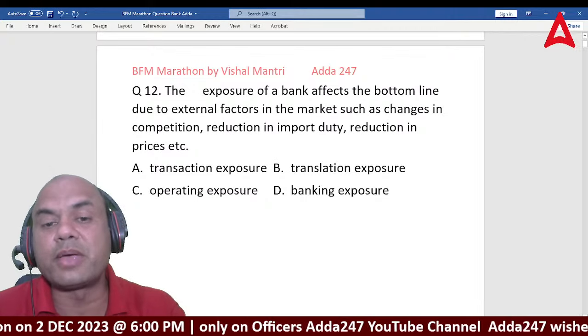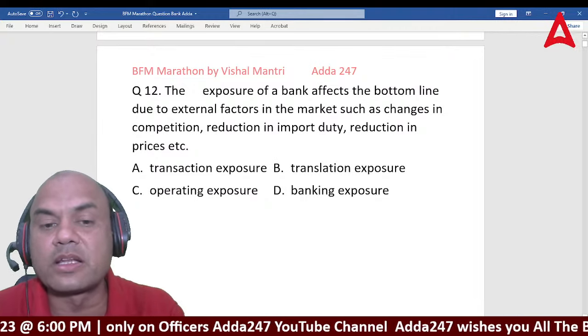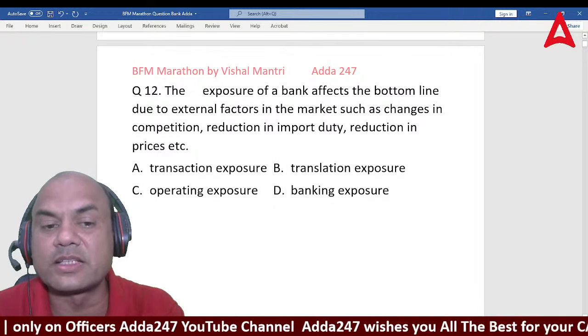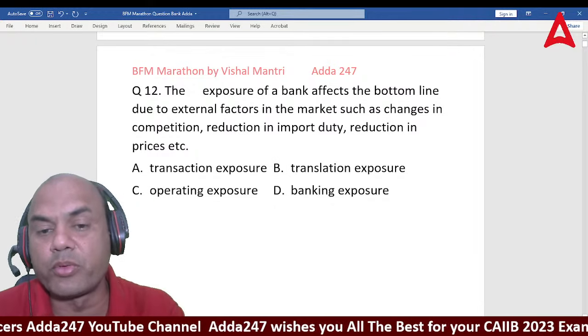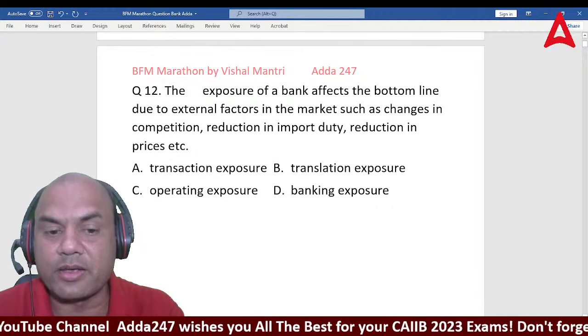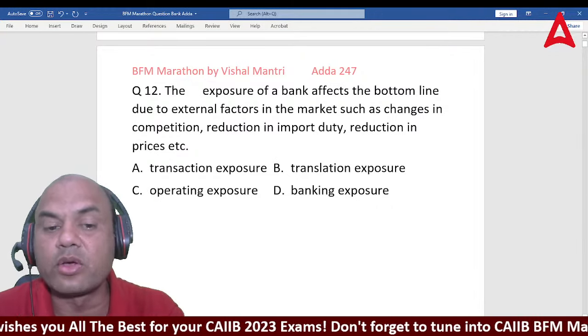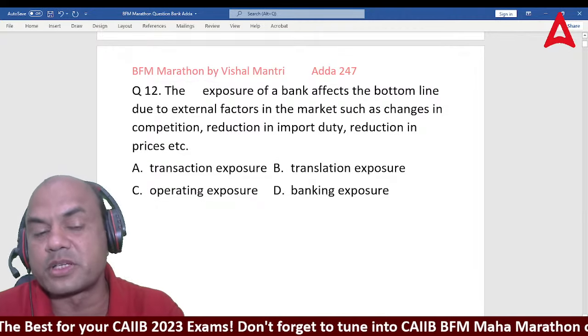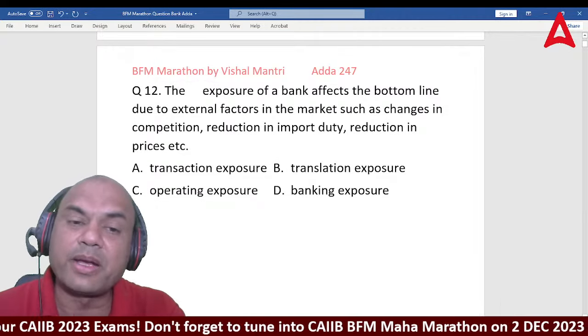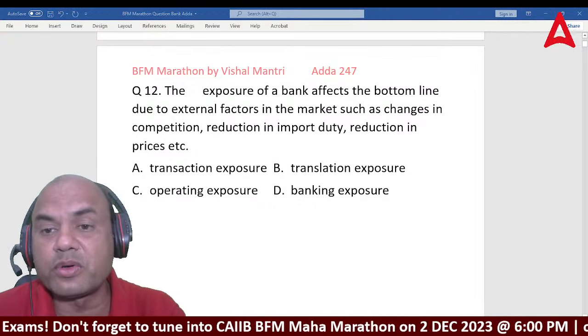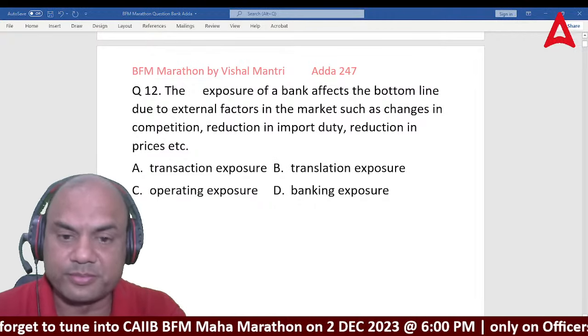The exposure of the bank affects the bottom line due to external factors in the market, such as changes in the competition, reduction in import duty, reduction in prices, etc. So this is what type of exposure? Transaction, translation, operating and banking exposure. Now this is a bit logical also, and it's a general question also.